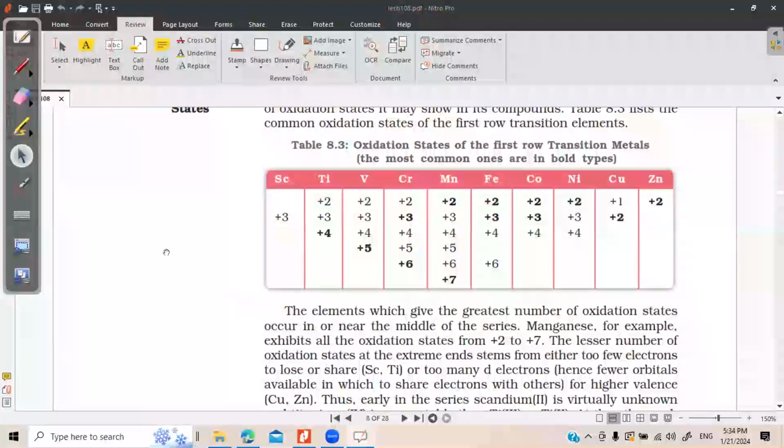Which element has the highest oxidation state? That is +7. We have an element, Og, which shows +8 oxidation state. This is a newly discovered element, the 118th element. If you don't remember it, it's fine, but for us, as per the textbook, we should know that the highest oxidation state possible for any element is +7.